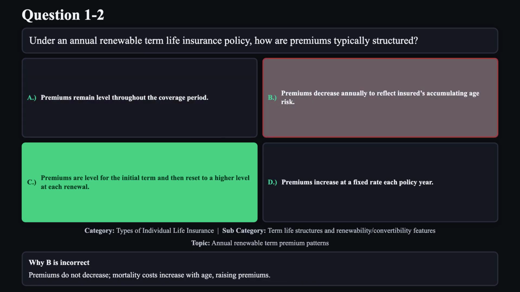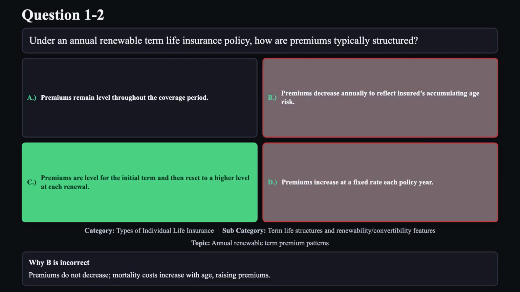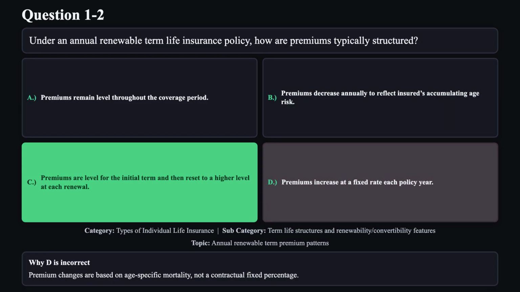Reason B is not correct. Premiums do not decrease. Mortality costs increase with age, raising premiums. Reason D is not correct. Premium changes are based on age-specific mortality, not a contractual fixed percentage.